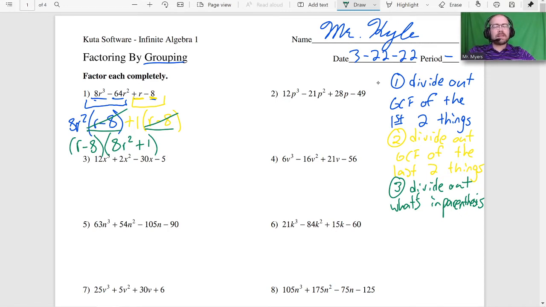It's a 3-step process. Divide out the GCF of the first two things. Divide out the GCF of the last two things. Divide out what's in parentheses. So it's basically like you're doing GCF 3 times. GCF, GCF, GCF of the GCFs. The GCF to end all GCFs. It's like Sauron's ring. So then we move on to 2.